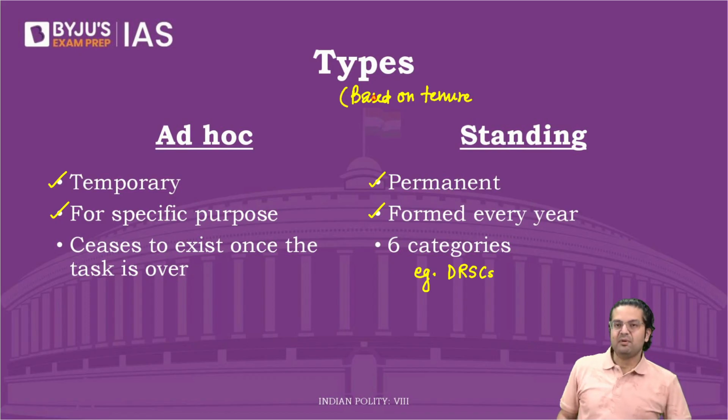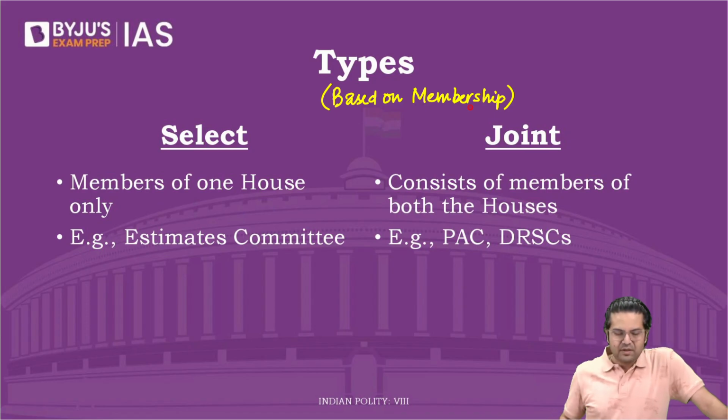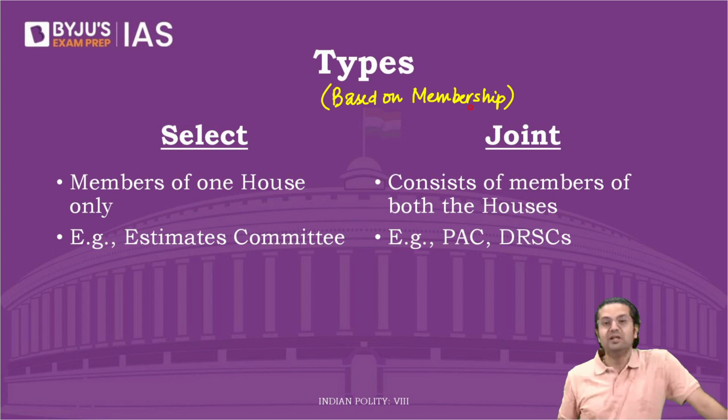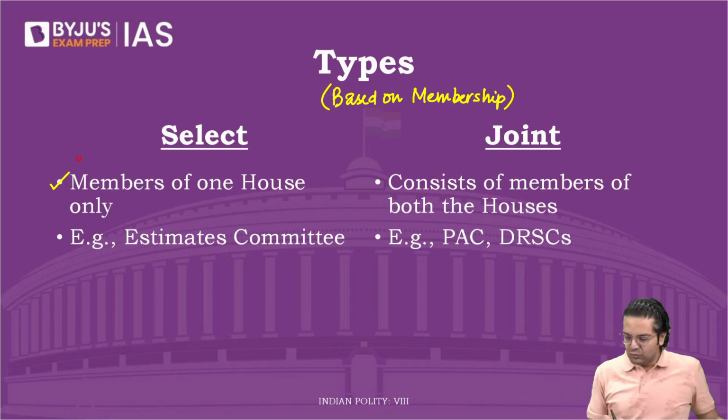This is based on membership. So we have something called a select committee, which has members from one house only. A very good example is the Estimates Committee. The Estimates Committee has members only from Lok Sabha. It has 30 members.